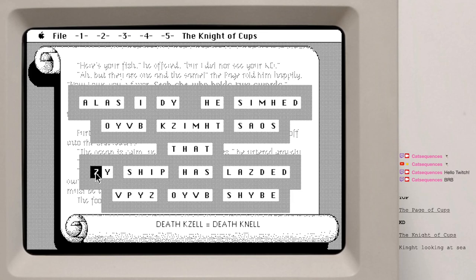Oh no, I'm getting it wrong. There should be no ship has landed upon your shore. Alas, I do decide. Oh, we did it, okay. I confused myself. It's very ecstatic.